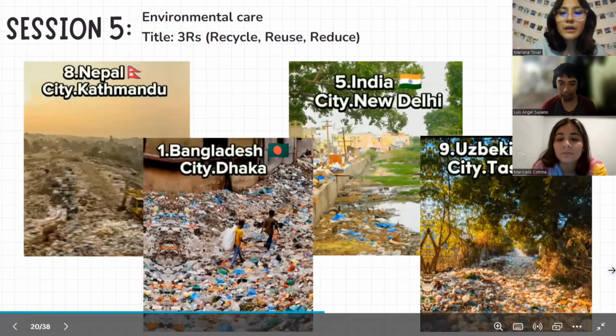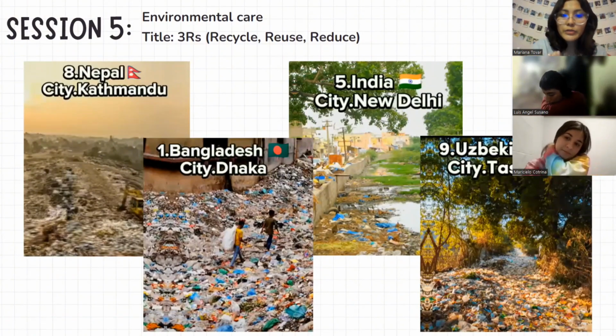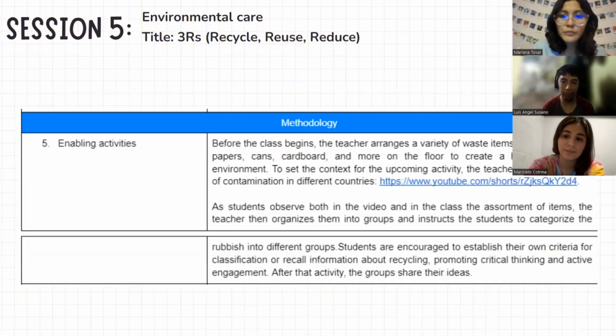As you can see here, we have some extracts, some pictures from the video that show how polluted these countries are. And the purpose is for students to observe both in the video and in the class the assortment of items, and the teacher then will organize them into groups and instruct the students to categorize the rubbish into different groups. In this part, students are encouraged to establish their own criteria for classification or recall information about recycling. This is to promote critical thinking and active engagement.